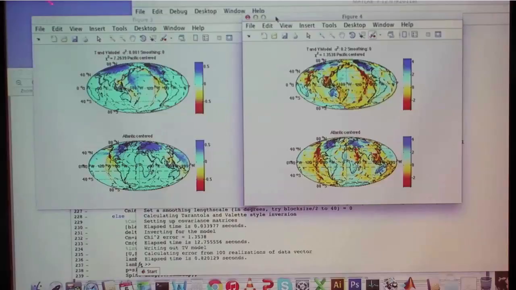If your chi-square is very high, it means that your data fit is poor compared to the errors in the data. There's really structure in the data that is not represented by the model. So the model is underfitting the data. But the reason is that you impose the model to stay close to the reference structure. You don't like those variations to be there.